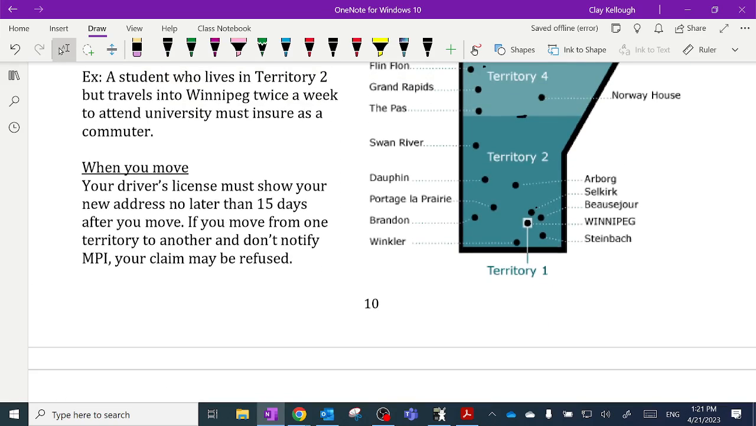If you move from one territory to another, you have 15 days, just one more day than 2 weeks, to get your driver's license and your vehicle registration changed. Okay? And if you don't, say you move somewhere where the insurance might cost you a little more money, so you don't tell them about it, and then you get into an accident, they don't have to pay for your claim. That's all on you then, because you lied to your insurance company.